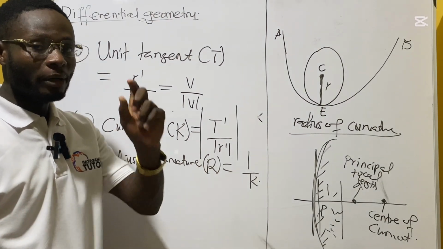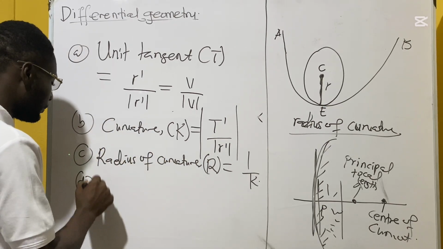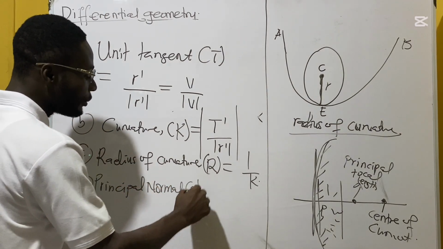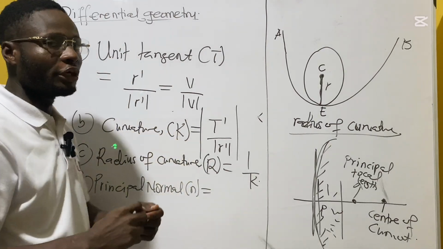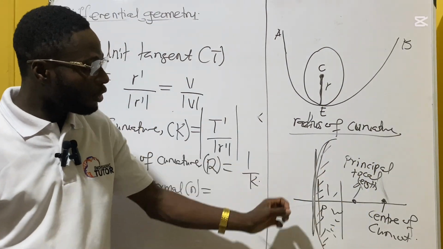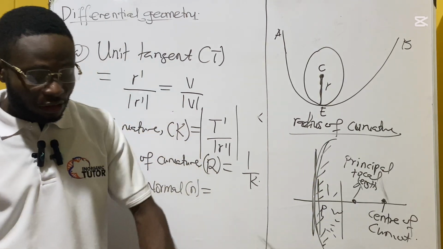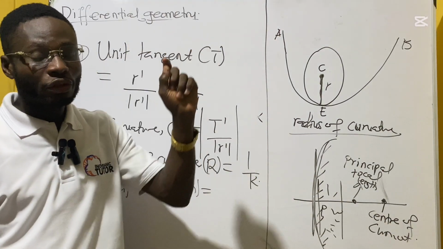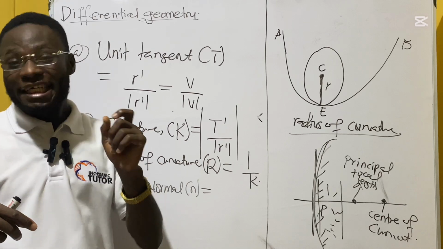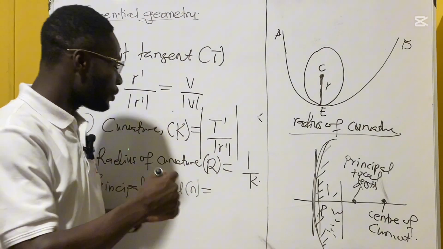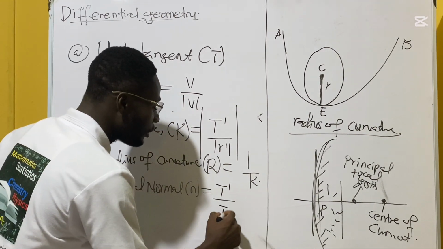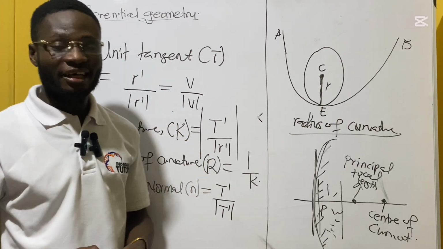The last one is the principal normal, denoted as small n. To obtain it, you use the unit tangent: it is the differential of the unit tangent over the magnitude of the differential of the unit tangent.